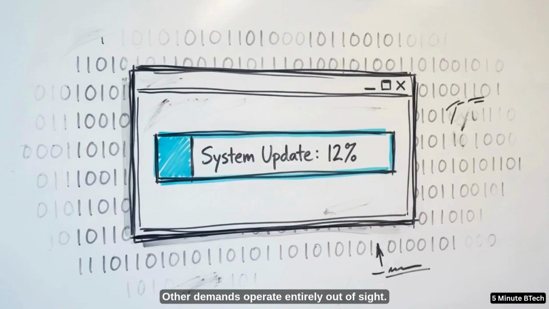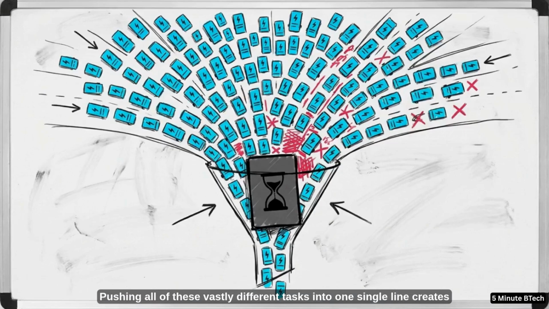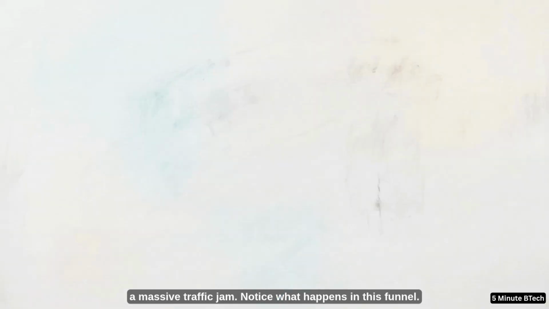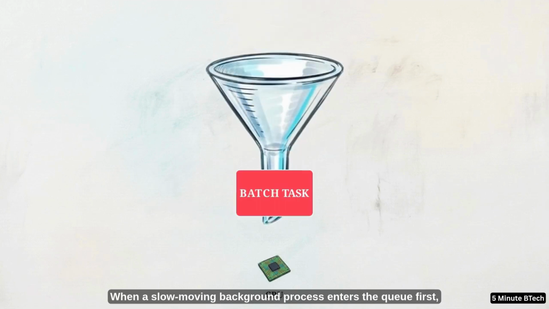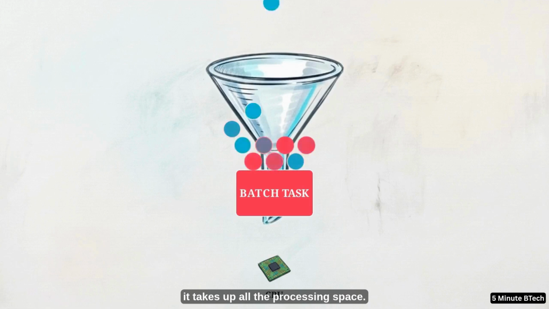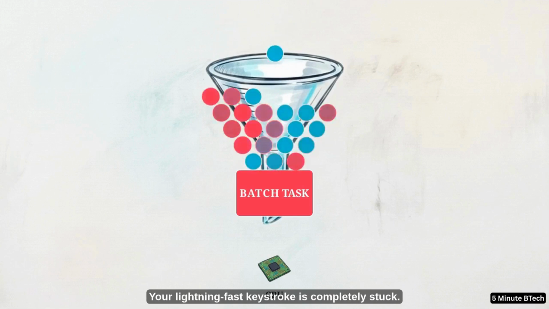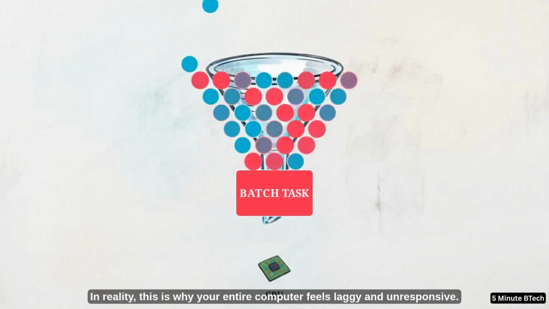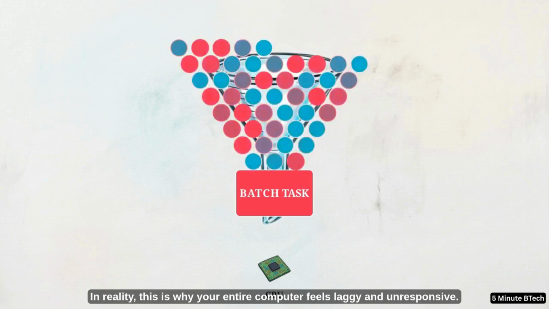Other demands operate entirely out of sight. Massive system updates don't require your instant attention. Pushing all of these vastly different tasks into one single line creates a massive traffic jam. Notice what happens in this funnel. When a slow-moving background process enters the queue first, it takes up all the processing space. Your lightning-fast keystroke is completely stuck. In reality, this is why your entire computer feels laggy and unresponsive.